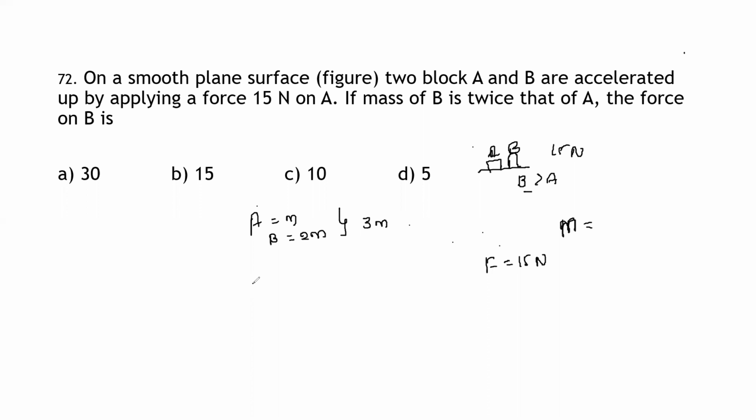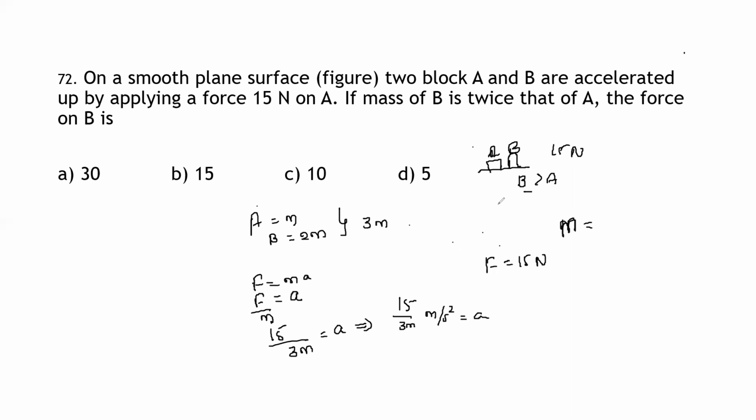Now we can write force is equal to mass into acceleration. So the net acceleration I can calculate as acceleration is equal to force divided by mass. Force is 15 Newton, mass is 3m, so the acceleration is 15 divided by 3m meter per second square.